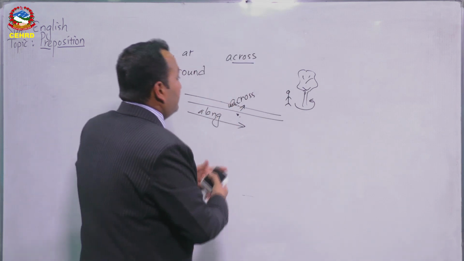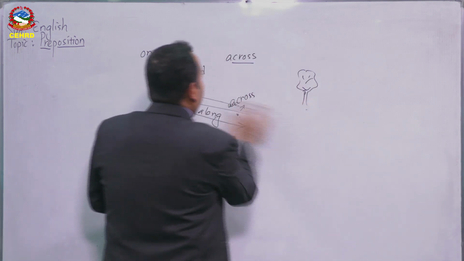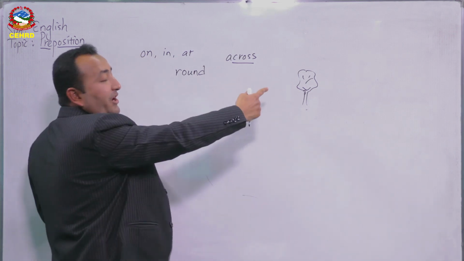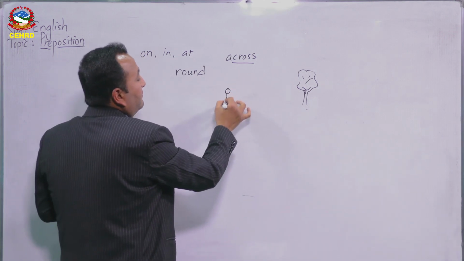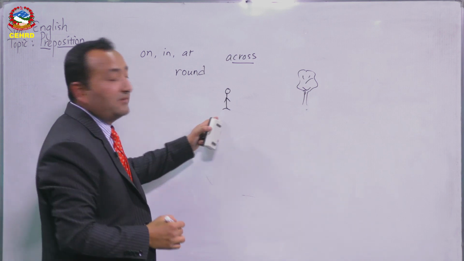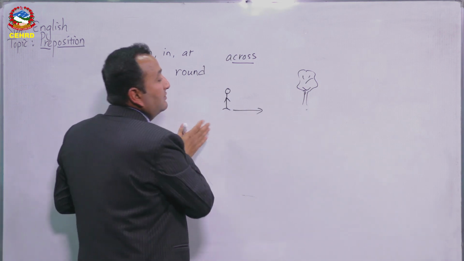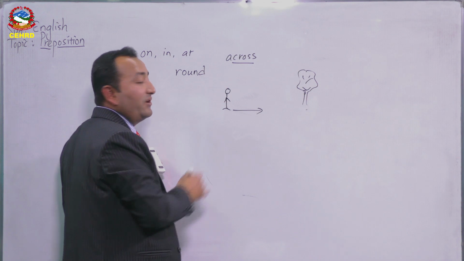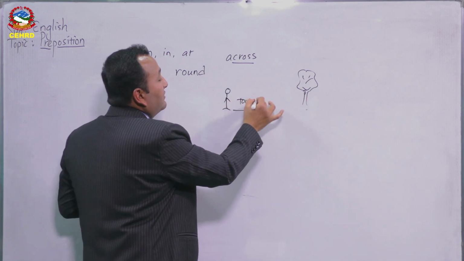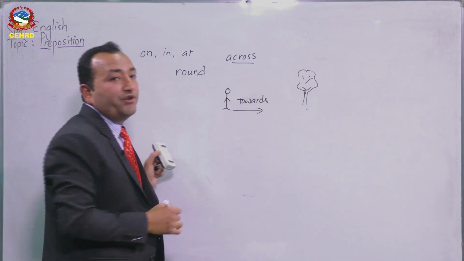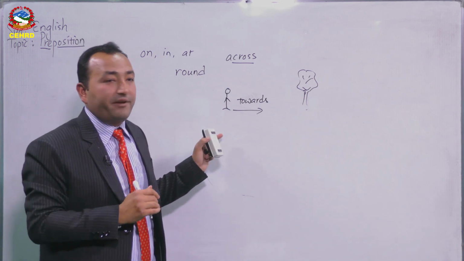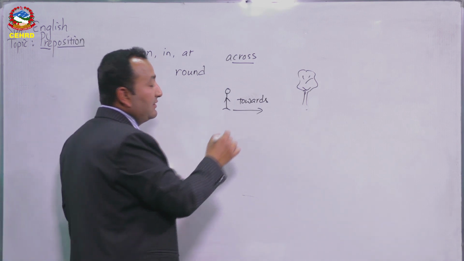Suppose there is a tree. Here is a boy. The boy is going. Going where? Going towards the tree. The boy is going towards the tree. That thing, towards.